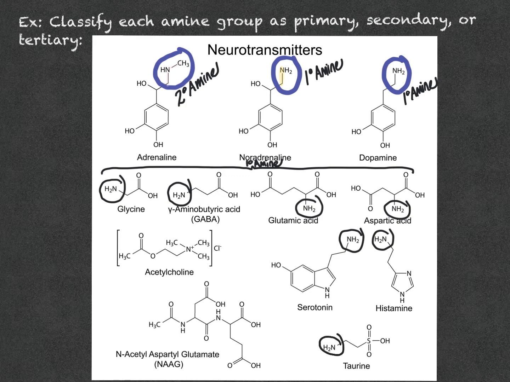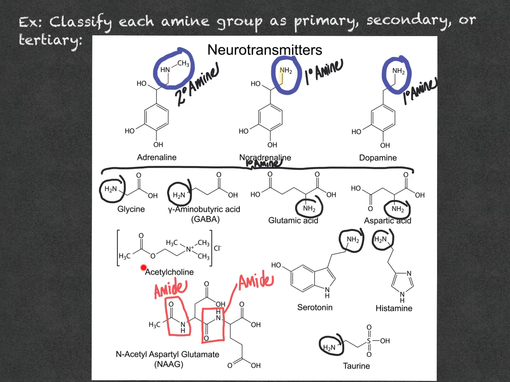Taurine, shown here, sometimes used as a nutritional supplement, is a primary amine. And then N-acetyl aspartyl glutamate, taking a look at that structure, this one's a little tricky because this one actually does not have any amine groups in it. Instead, what it has are an amide group here. So don't try to classify that as a primary, secondary, or tertiary amine because that is instead an amide since there's a carbonyl directly bonded to the nitrogen. And there's also a second amide group here which I can box off as a carbonyl directly bonded to a nitrogen, making that classified as an amide as well.